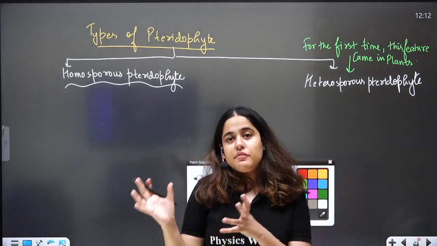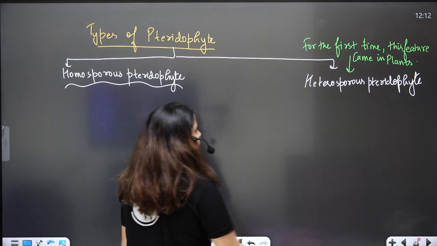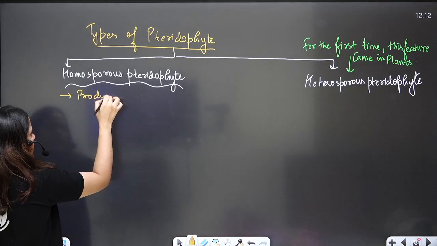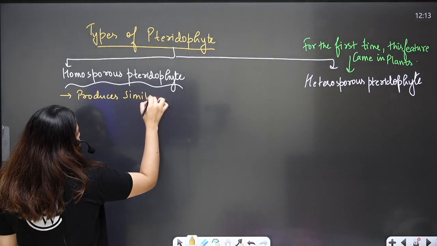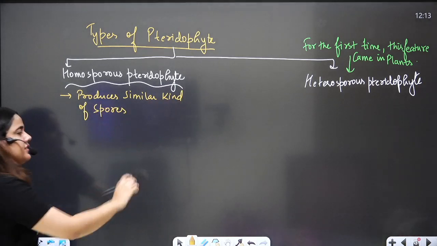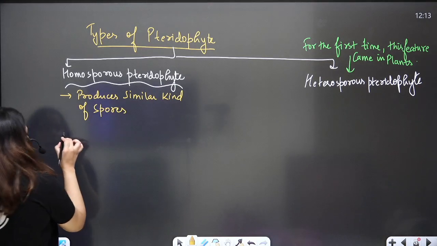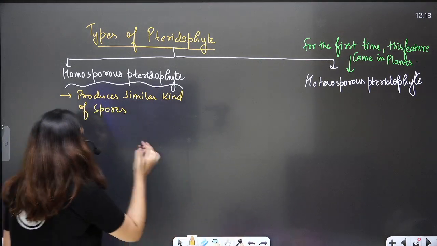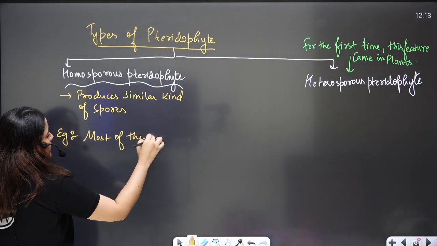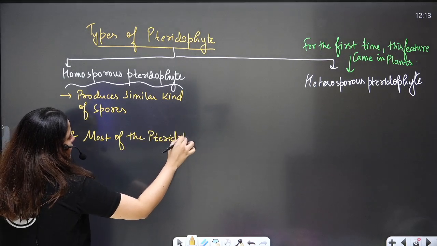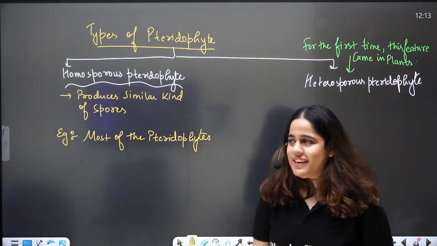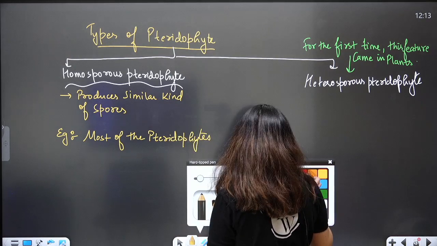Otherwise, all bryophytes and algae were homosporous. Homosporous means, as the name indicates, producing similar kind of spores. Example, most of the pteridophytes. Remember, beta, when a new feature came, it came in only a few plants. Otherwise, most of the pteridophytes have the homosporous condition.